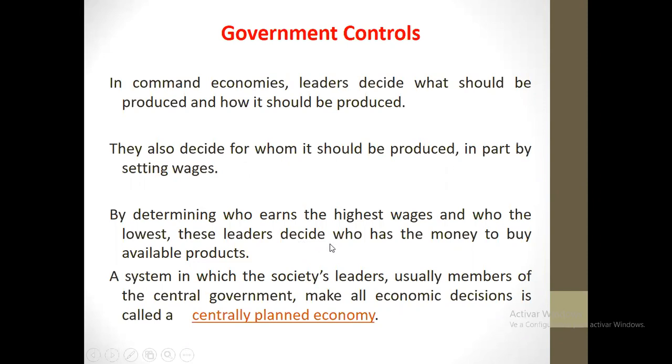These leaders decide who has the money to buy available products. So it's not democracy. That's not social democracy, okay? A system in which the society's leaders, usually members of the central government, make all economic decisions is called a centrally planned economy. Centrally planned economy. That's another way of saying command economy.